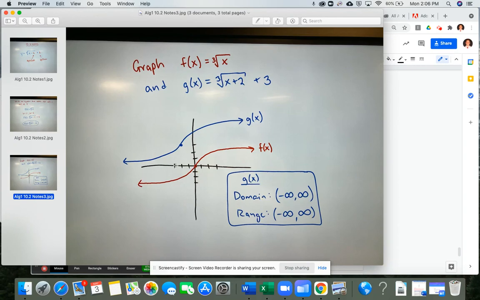Our domain is left to right, so how far left is this graph going to go? Forever and ever, right? So negative infinity to positive infinity. And our range is how low to how high. Well, this is going to keep going down, down, down, and up, up, up. So again, it is negative infinity to positive infinity.